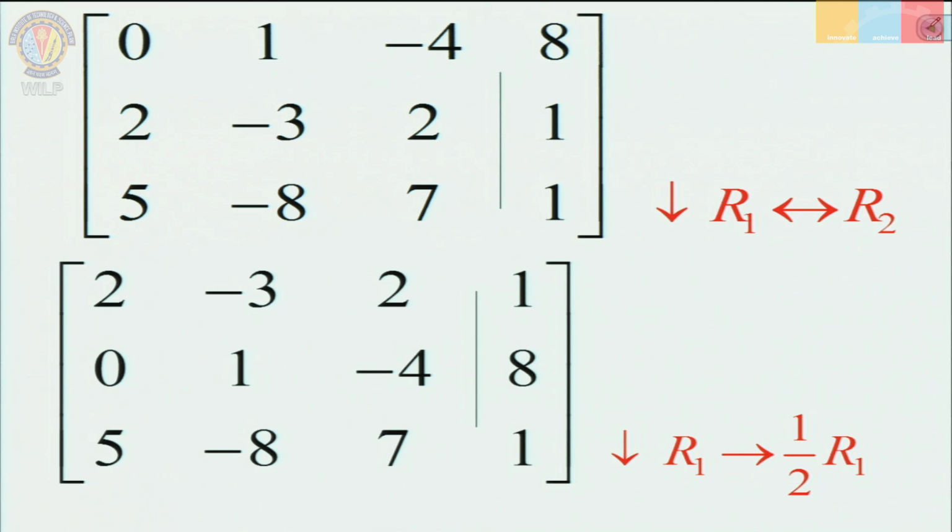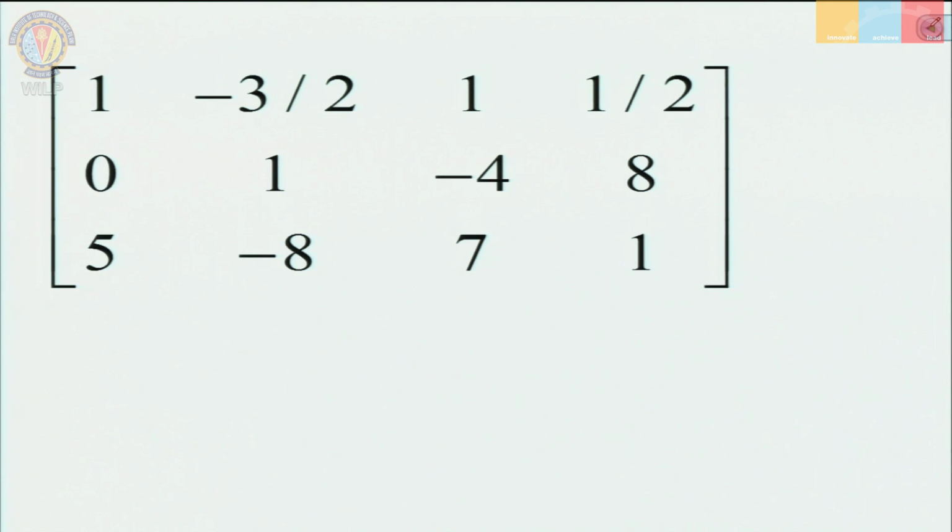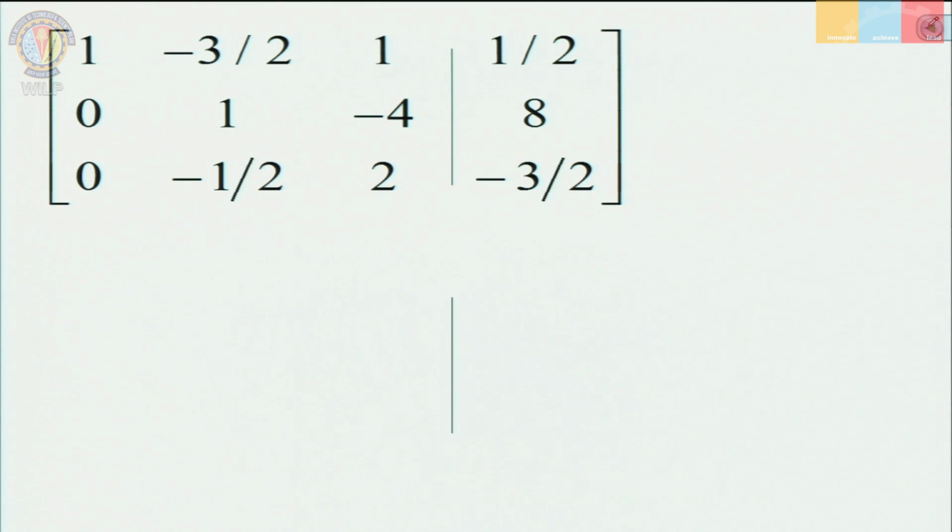So, R1 has been replaced by half into R1, and then you will get this equation. Let us make this one 0. Multiply the first row by 5, then subtract it from R3, so that you will get 0 here. So, R3 will be replaced by R3 minus 5 R1, so that at this position you will get 0. That is our aim. See now, 0 is appearing here.